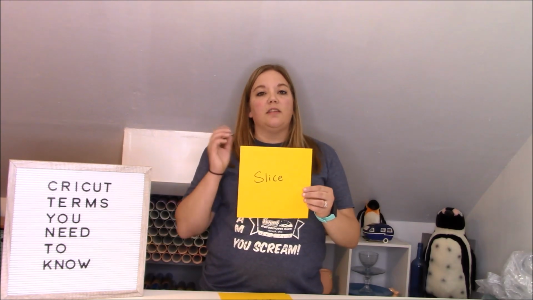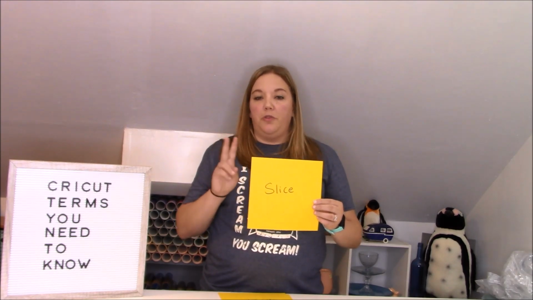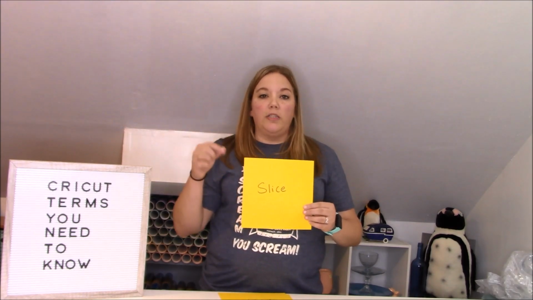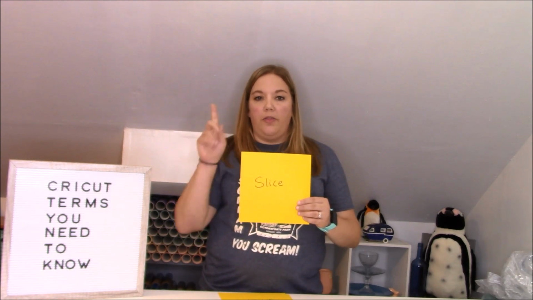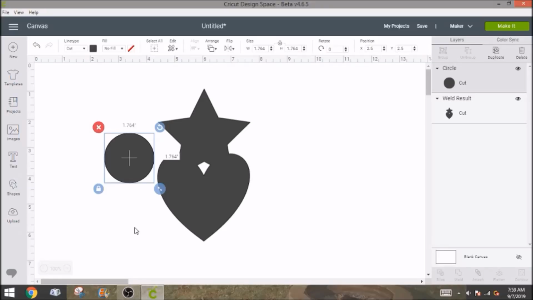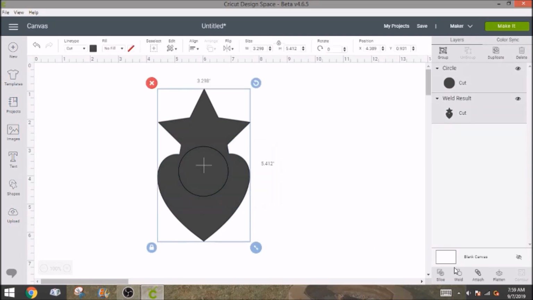Slice. This is to completely remove a piece of an image, and you can only use it with two things. So if you have a word, you need to make sure that you weld your word and only select one part in the word. Slice is removing one shape or item from another item. So we're going to use the heart and star that we welded and just cut a circle out of them. So what you do is you place your circle over your item, you select both, and you click slice.